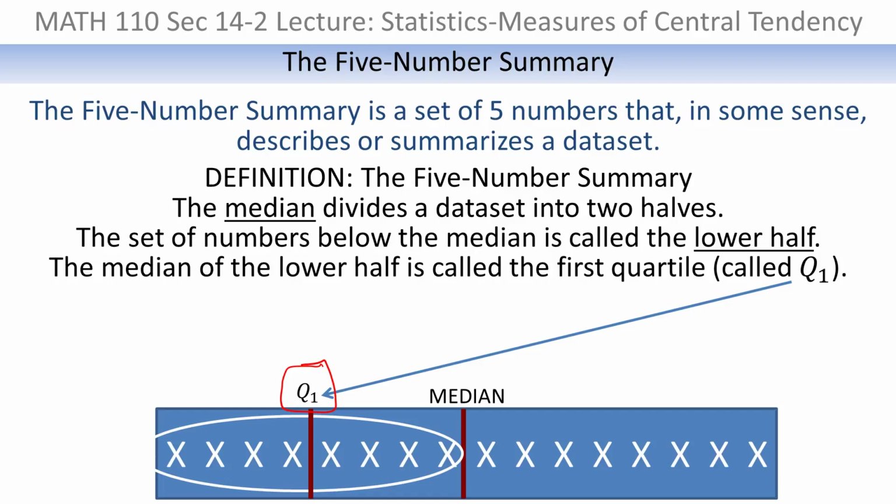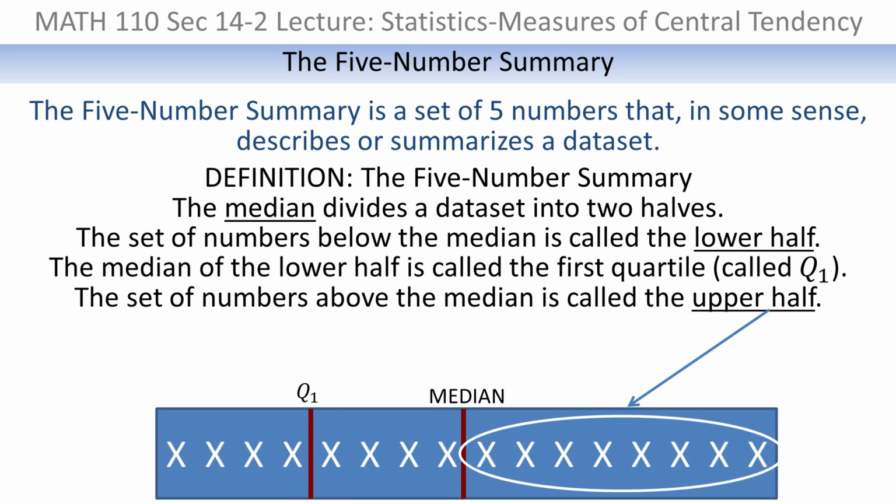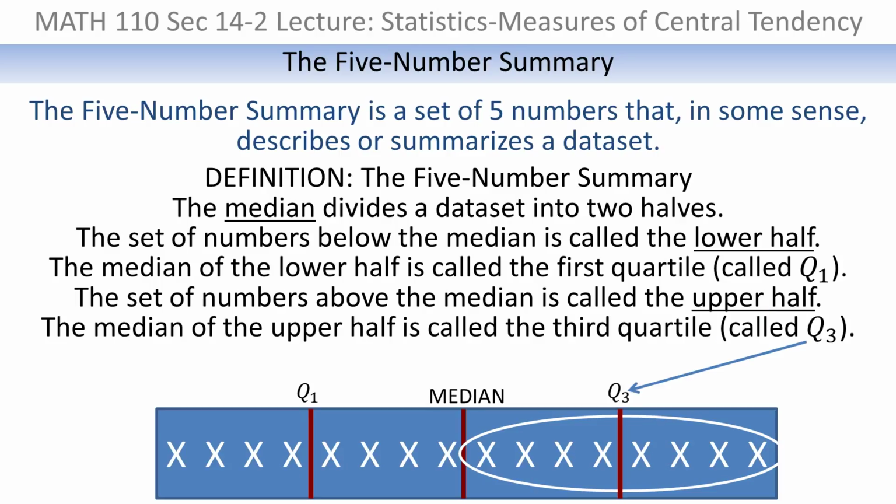What we're doing is we're dividing the data into fourths. So Q sub 1 is the first quartile point. It's the median of the lower half of the data. Then we do the same thing for the upper half. We take the upper half and we find the median of the upper half and call that Q sub 3. That's the third quartile. Why do we go from 1 to 3? Because technically the median is the second quartile. We just don't call it that, but it is.